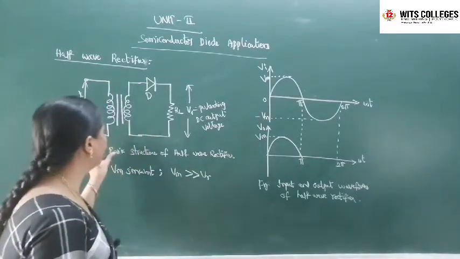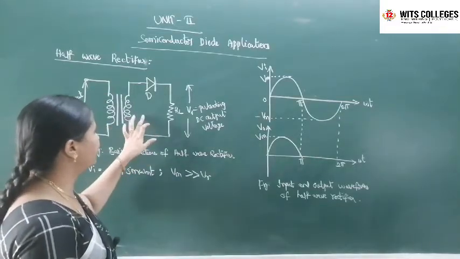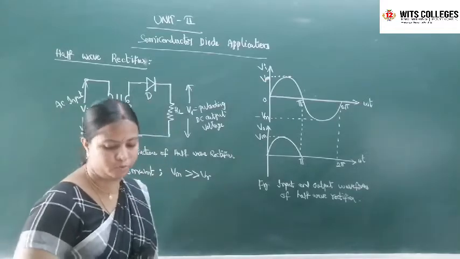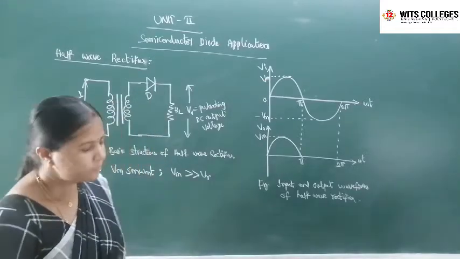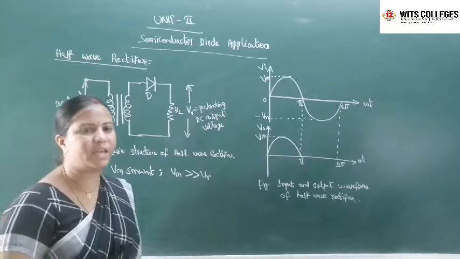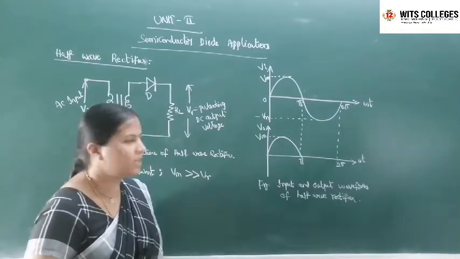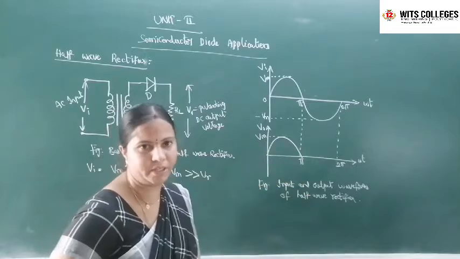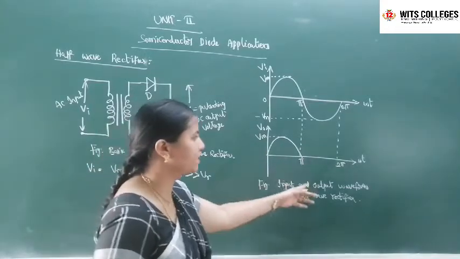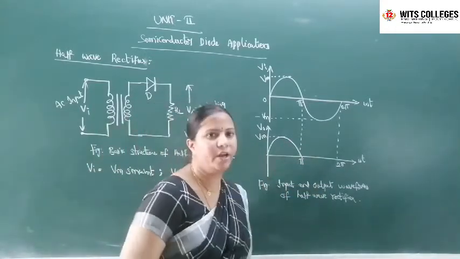So this is the circuit diagram of the half wave rectifier. Here we are using only one diode. This rectifier converts the AC voltage into unidirectional DC voltage like this. There is no bidirectional way. This is only unidirectional way.